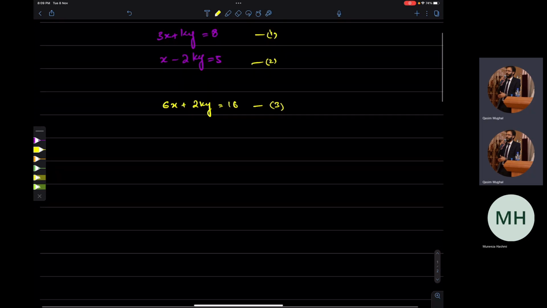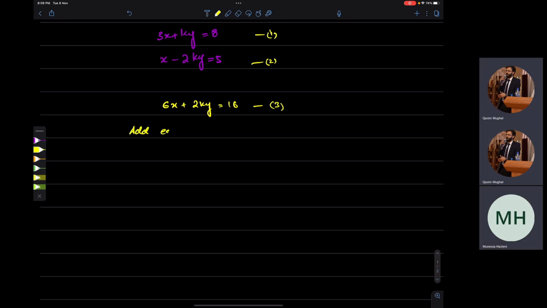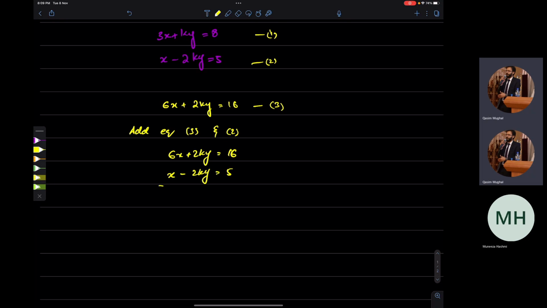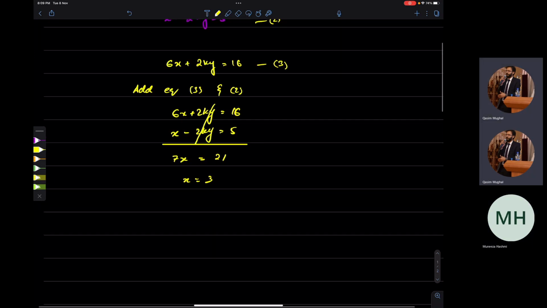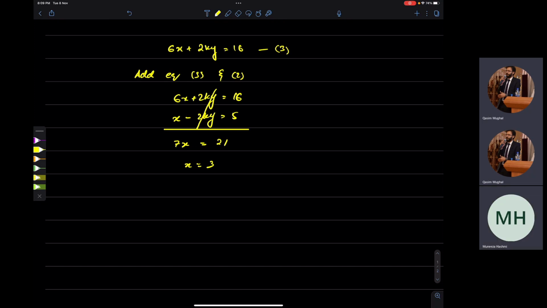ठीक है. Now I will be adding equation 3 and 2 together. So add equation 3 and 2. So 6x plus 2ky equals to 16 and then x minus 2ky equals to 5. यहाँ से हम जब इन दोनों को ऐड करेंगे तो ये दोनों कट गए, तो आपके पास आ जाएगा 7x equals to 16 and 5 is 21 and then x is equals to 3. ठीक हो गया. क्वेश्चन नंबर इसका पार्ट ए हो गया, 3 मार्क्स का था.